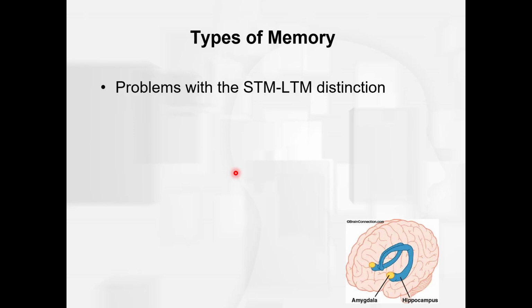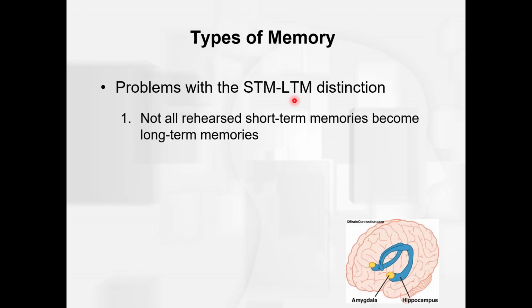Now, there are problems with this short-term, long-term memory distinction. We're going to go with it for this class just because it's easy to keep the discussion of what goes on in the brain simplistic. But just keep in mind that there are problems and not everyone agrees with these distinctions. For the first part, not all rehearsed short-term memories become long-term memories.